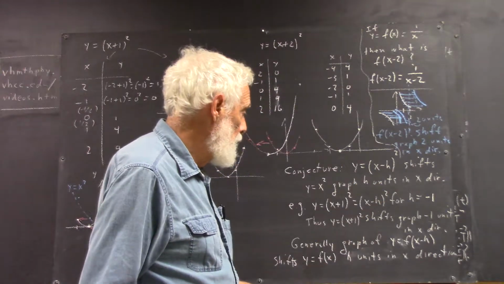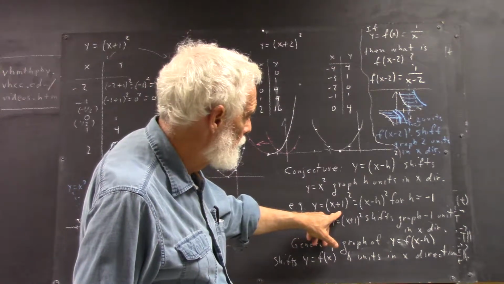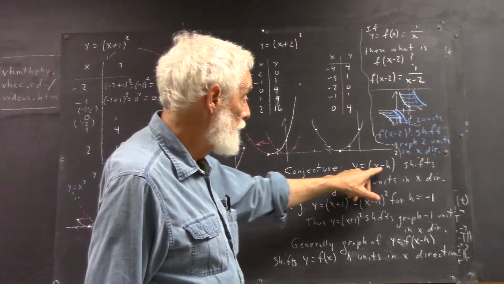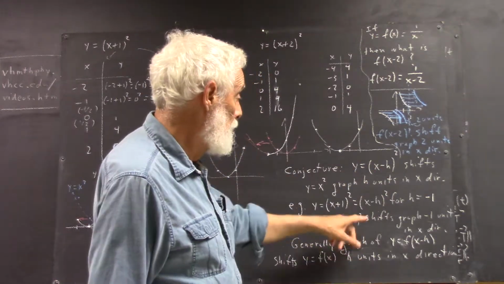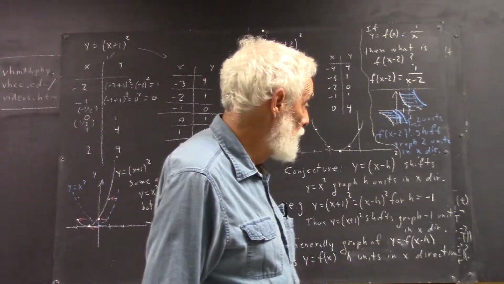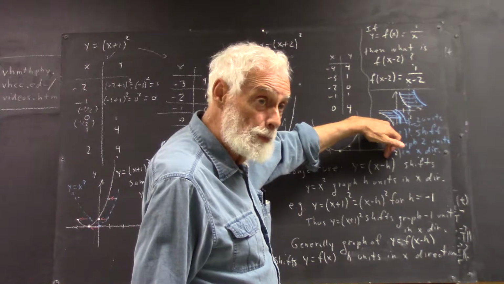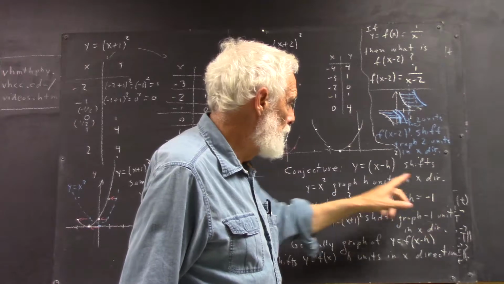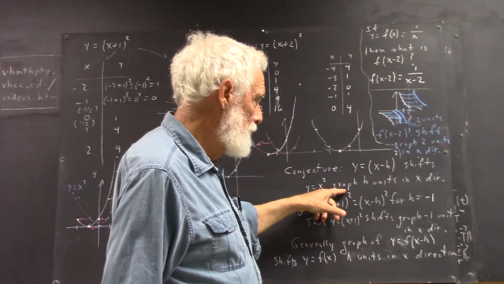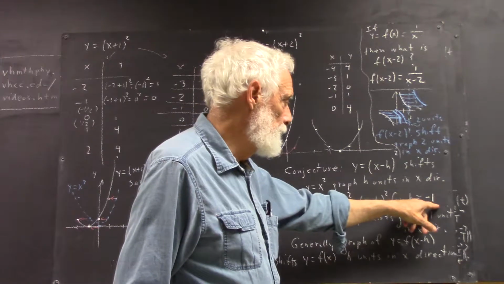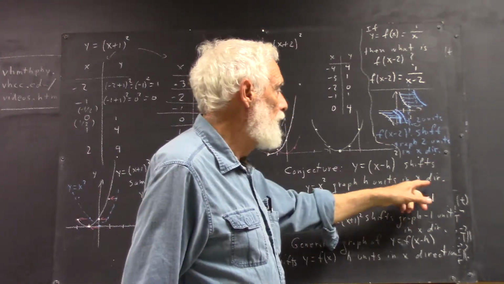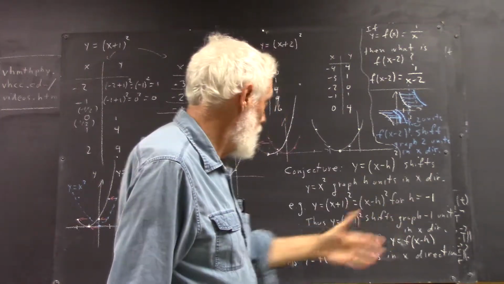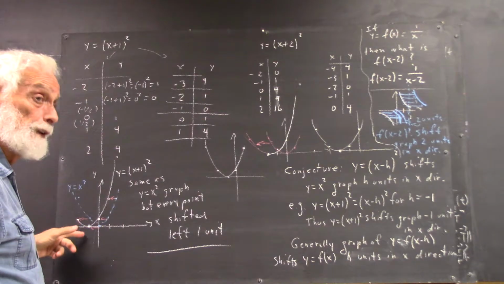Let's check it out. For y equals x plus 1 squared, what would h have to be to get x plus 1 in here? x minus what equals x plus 1? Well, h equals negative 1 would do it. x minus negative 1 would be x plus 1. And h is negative 1, so the x plus 1 squared graph would be x minus h squared for h equals negative 1. And the conjecture says it moves h units in the x direction, meaning it would move negative 1 unit in the x direction. And that's exactly what the x plus 1 graph did.